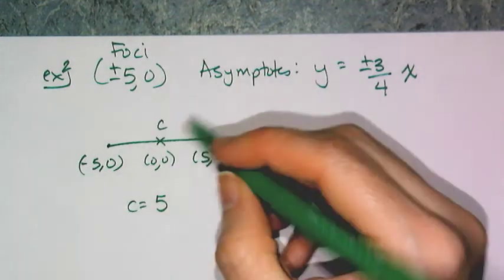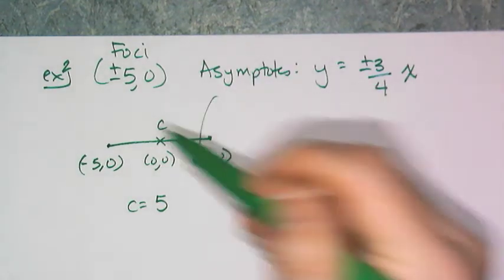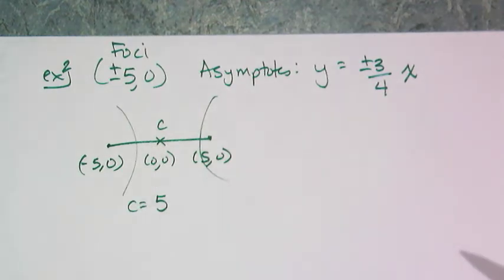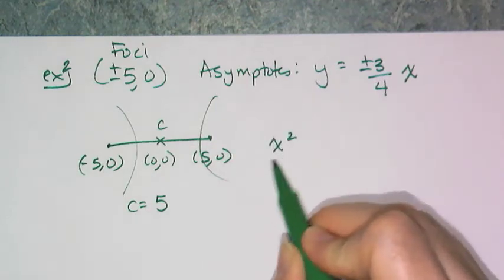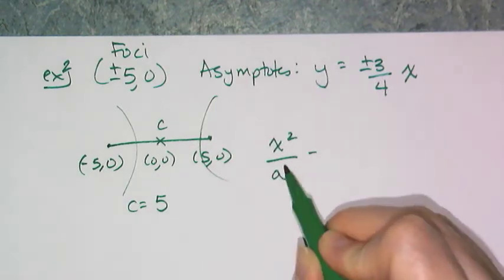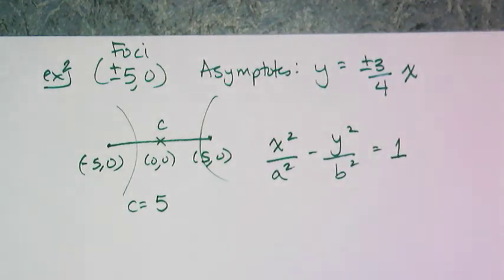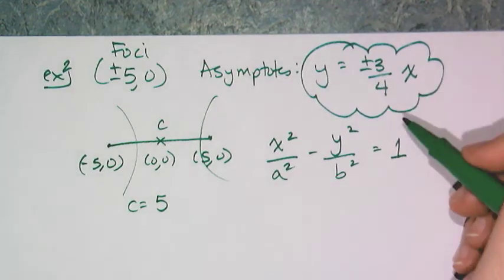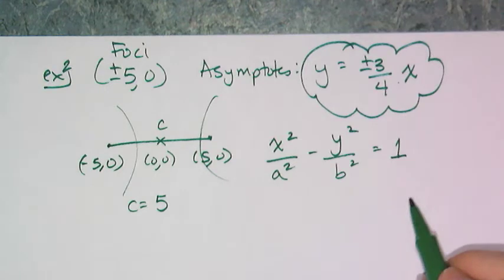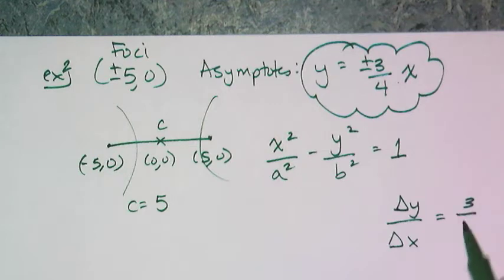Now, knowing that my foci are oriented horizontally, and I know I'm going to have a hyperbola that looks like that, I know that my equation has to be of the form x squared over a squared minus y squared over b squared equals 1. And now I need to use this information from the asymptote. And remember, the slope is always change in y over change in x. And so the change in y over the change in x is going to be 3 over 4.